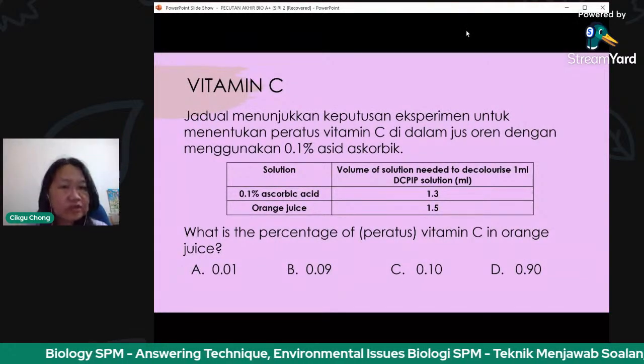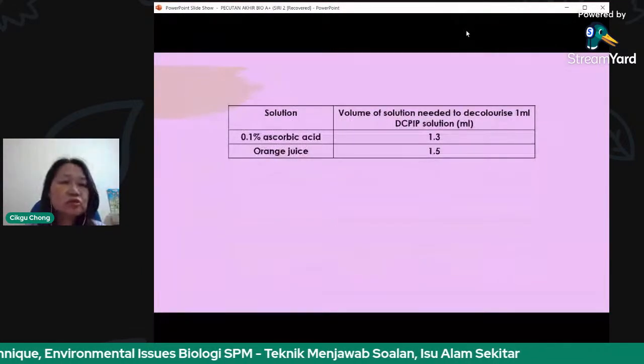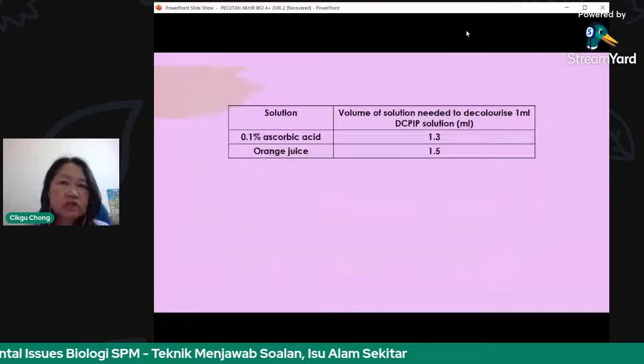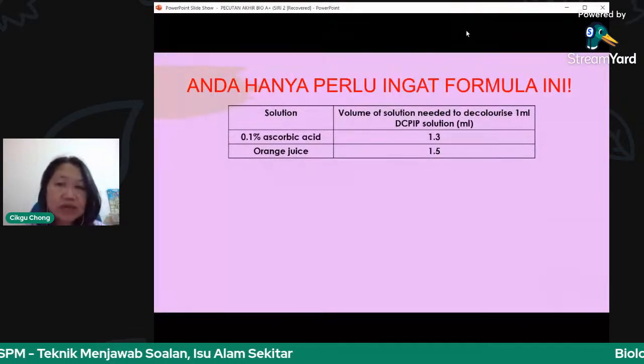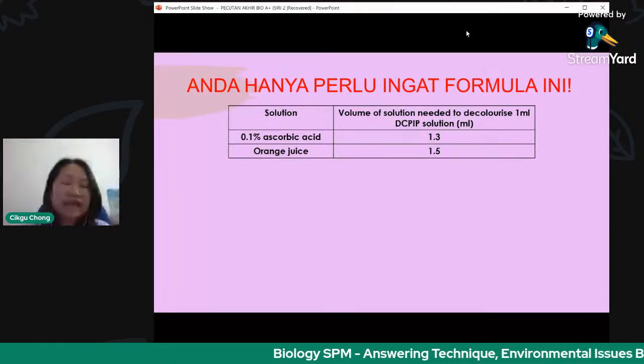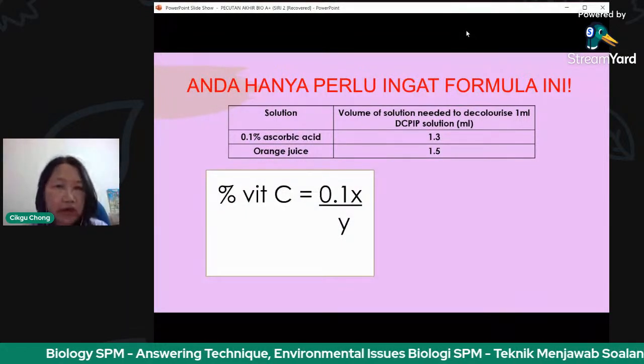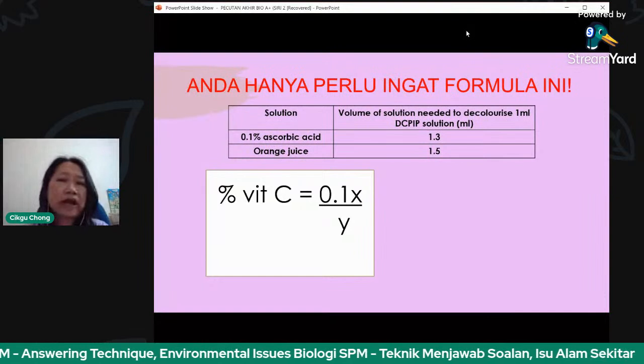Let me give you the formula. In order to answer this question, you only need to remember this. Hanya perlu ingat formula ini, which is easy to remember. Percentage of vitamin C equals 0.1x over y. This is the simplest way I can give you to remember.